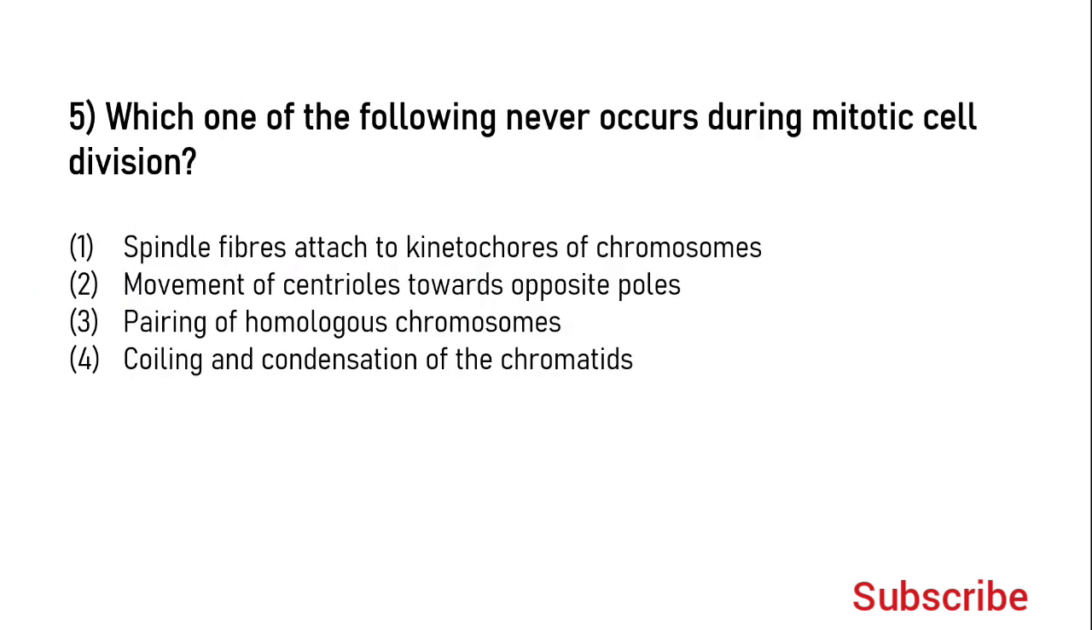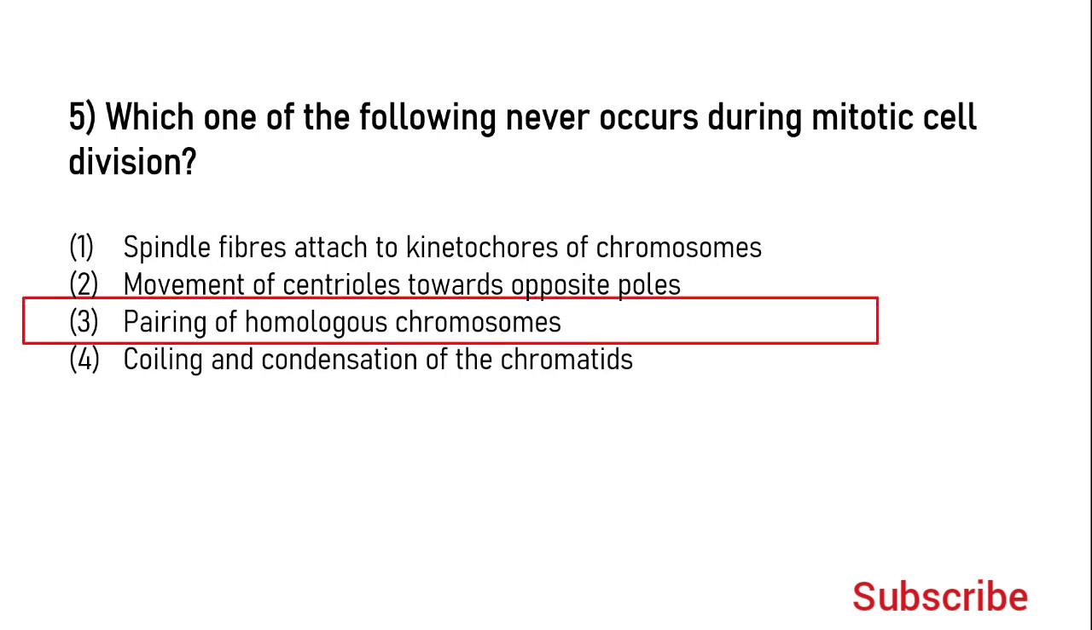Your fifth question is, which one of the following never occurs during mitotic cell division? Your first option, spindle fibers attached to kinetochores of chromosomes. Second, movement of centrioles towards opposite poles. Third, pairing of homologous chromosomes. And fourth, coiling and condensation of the chromatids. So your correct option will be option 3, that is pairing of homologous chromosomes.